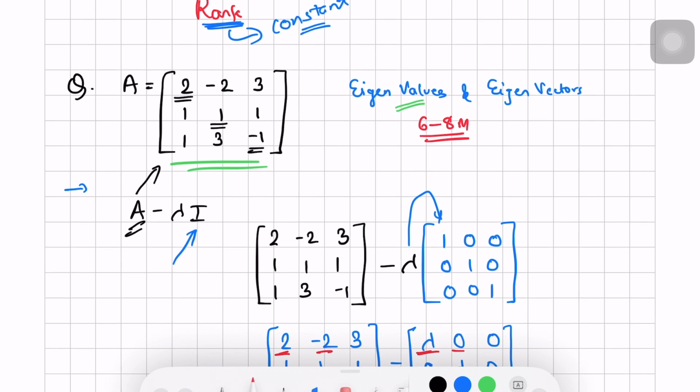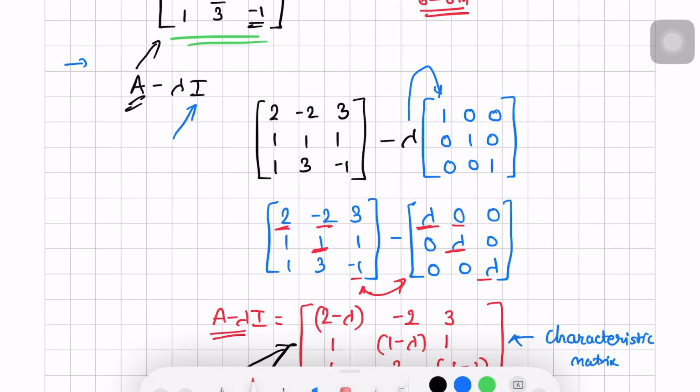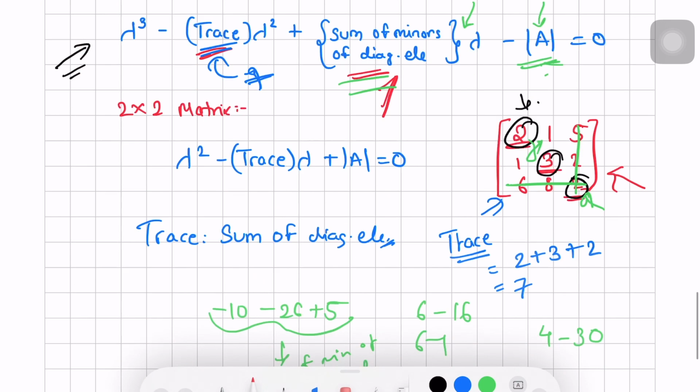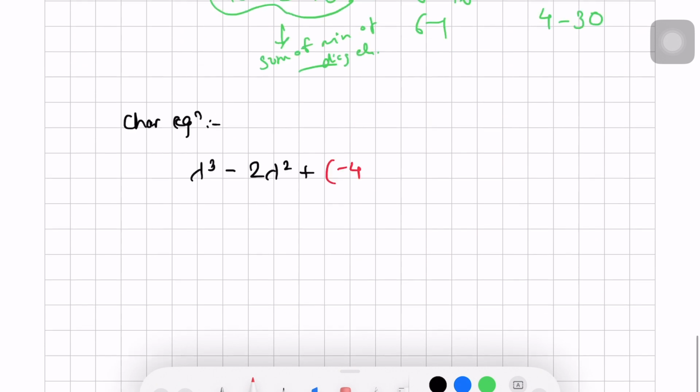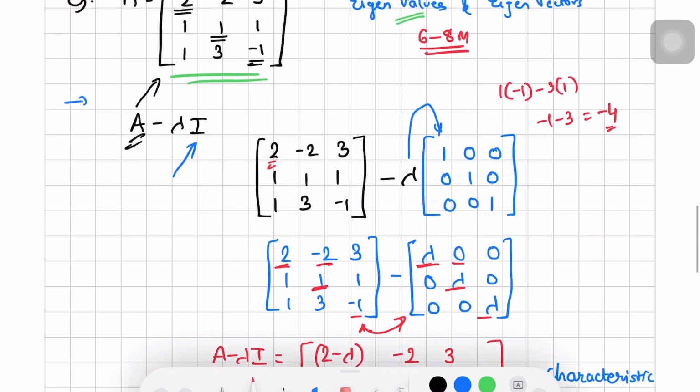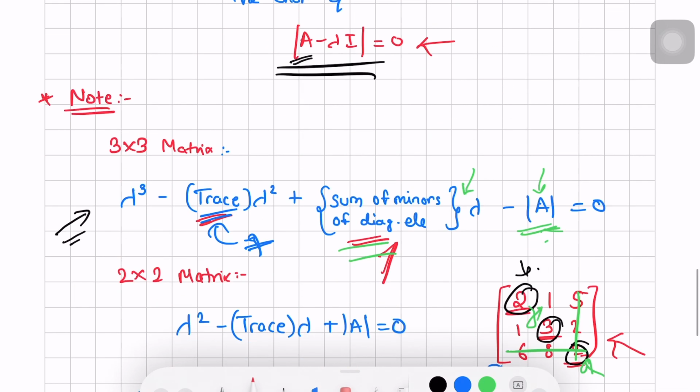So in this, as I told you how to calculate the minors of the diagonal elements. The minor of 2 would be 1 into minus 1 minus 3 into 1. So that will give us minus 1 minus 3, which will give us minus 4. So this is the first minor. Just write it down right here. Now calculate the minor of this middle one. That would be 2 into minus 1 minus 1 into 3, which will be minus 2 minus 3, which will give us minus 5.